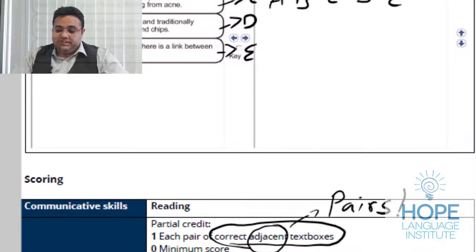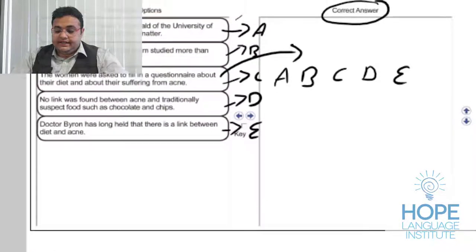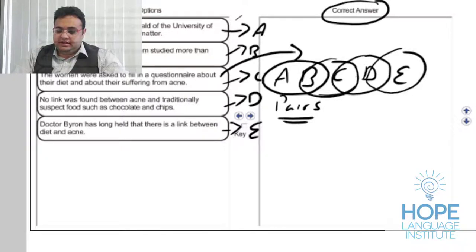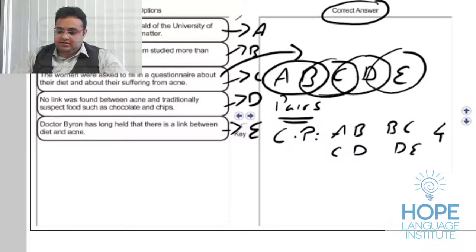Now let's focus on what Pearson is asking for. It's asking for correct adjacent text boxes. So which are the adjacent text boxes over here, or which are the pairs? So your correct pairs would be one AB, then your second pair BC, CD and DE. So your correct pairs, I'll call it CP, is AB, BC, CD and DE. So you have 4 correct or 4 adjacent pairs in your answer.